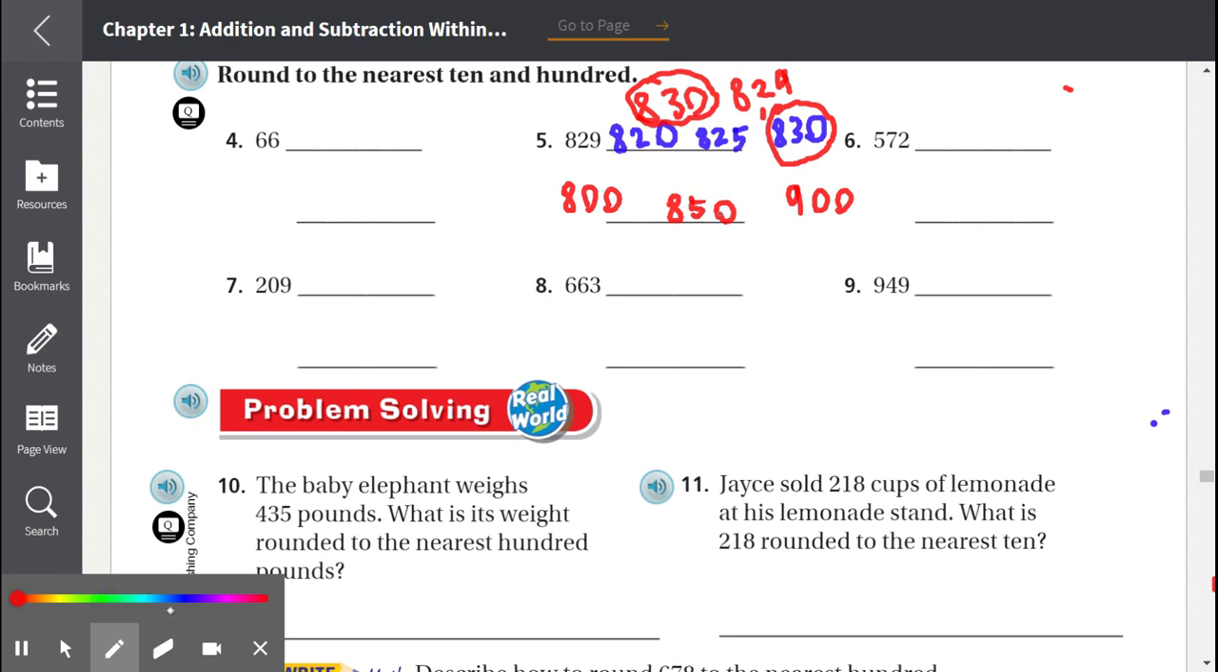So now let's locate and label 829. Now would 829 be between 800 and 850, or would it be between 850 and 900? 829 is going to be right here. So 829 would be between 800 and 850, and that means it is closest to 800. So I circled the 800 because 829 is closer to 800 than it is to 900.